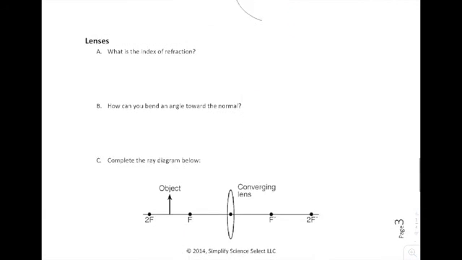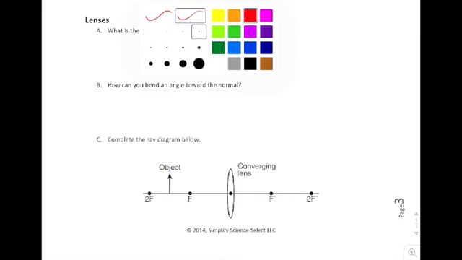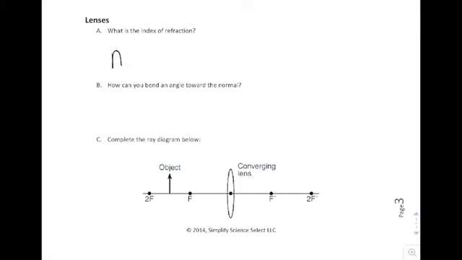Next, it says, what is the index of refraction? And the index of refraction in this case is a ratio of the speed of light in a vacuum and the speed of light in that particular material. So you're saying how much faster is the speed of light in a vacuum than in a given material.